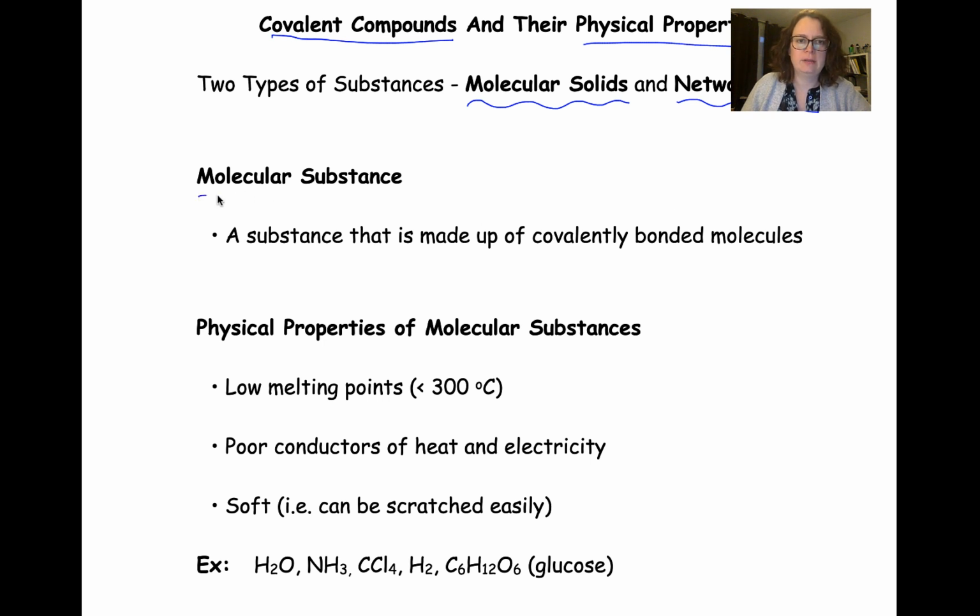A molecular substance is a substance that's made up of covalently bonded molecules, where we have shared electrons. Some of our physical properties of molecular substances include low melting points, and this is relatively low compared to other types of compounds, at less than 300 degrees C. They tend to be poor conductors of heat and electricity, and they are very soft. We can scratch them quite easily. Some examples of molecules that might be familiar to us are water, ammonia, hydrogen, and glucose.